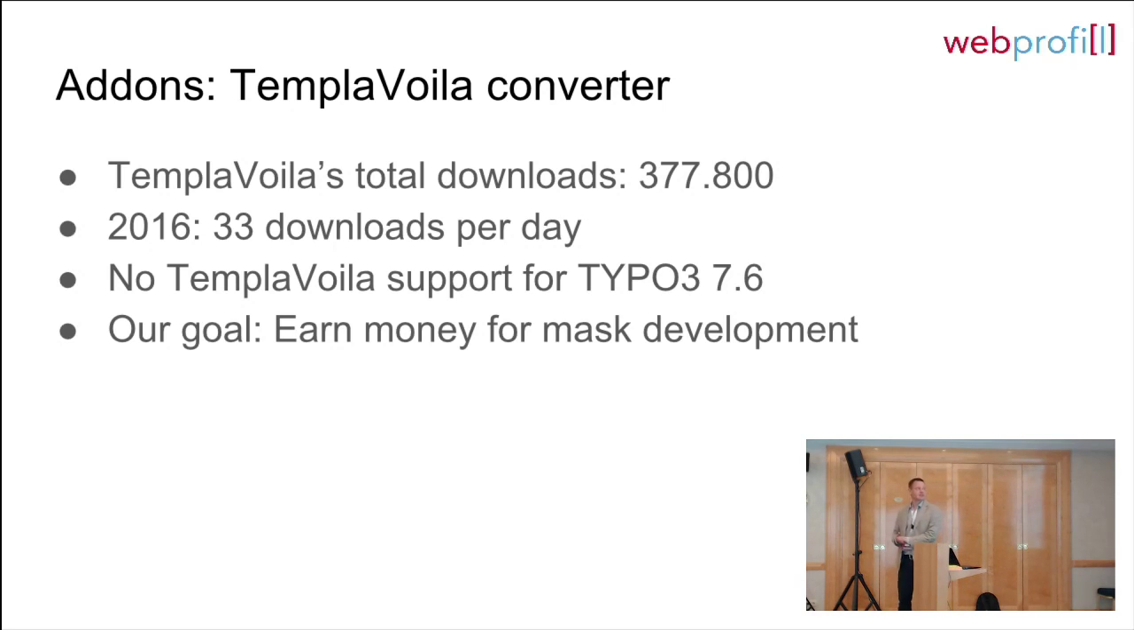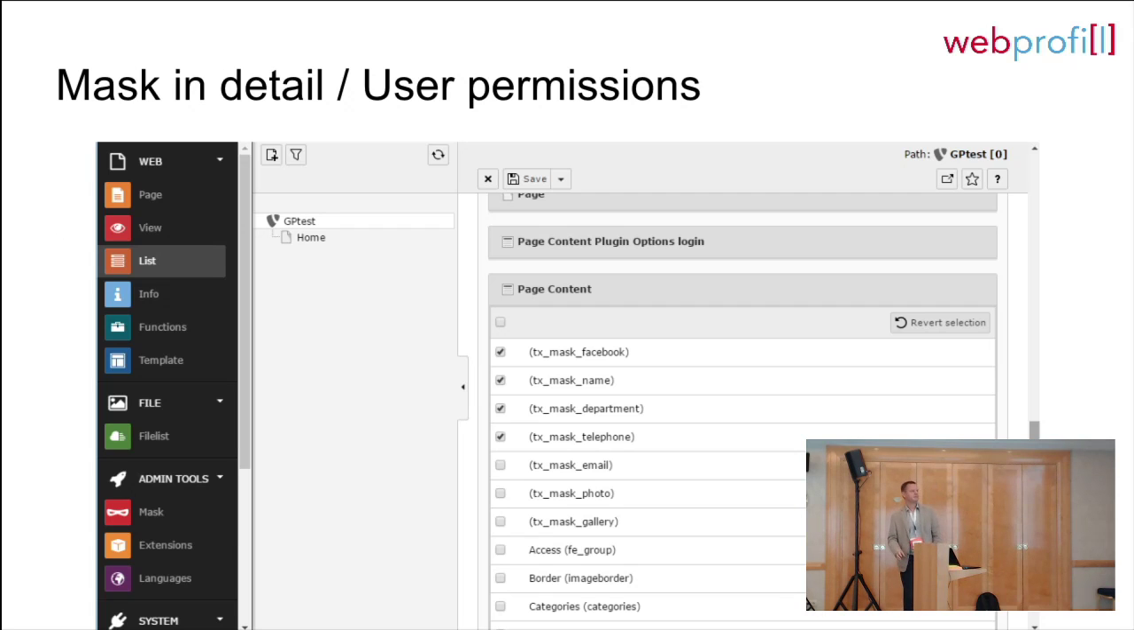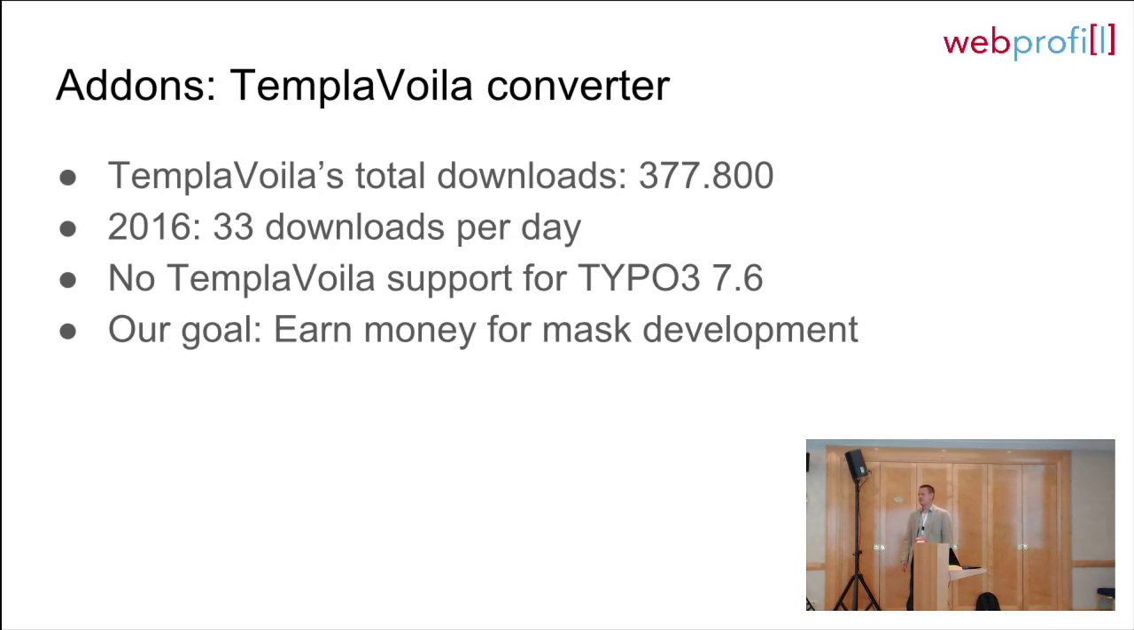We did it because TemplaVoila is one of the most downloaded extensions in the TYPO3 repository. 370,000 downloads. I'm not really sure if the composer downloads are included. I don't know. Yes, at the day, TemplaVoila is downloaded 33 times now, actually. And it's actually the most downloaded templating extension. It's much more than Mask, DCA, and all others. Yes, but there is no support for TYPO3 7.6.